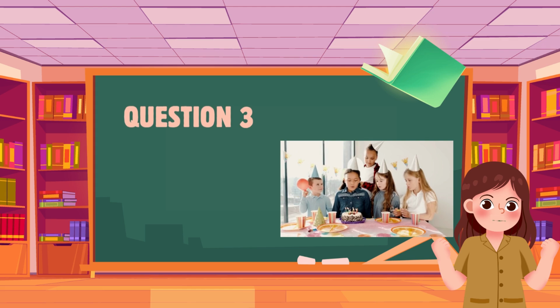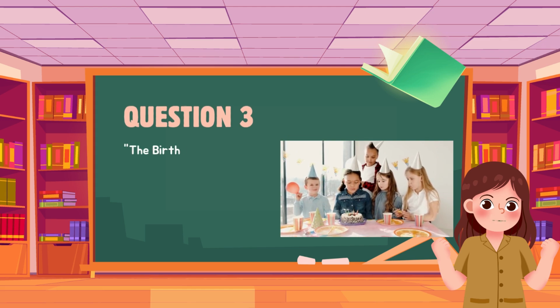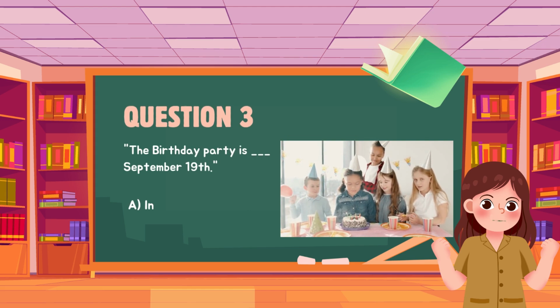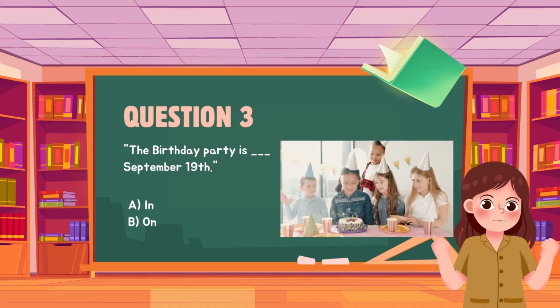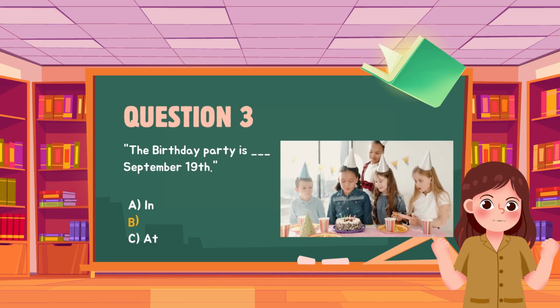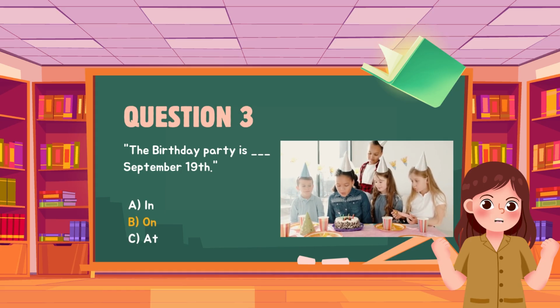Question number 3. The birthday party is blank September 19th. A, in, B, on, or C, at? The answer is B, on, because September 19th is a specific calendar date.